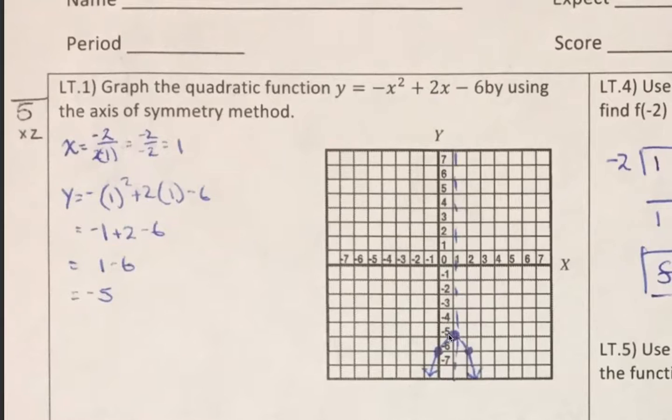Or I could think of this as like the origin and then graph y equals negative x squared, which means I go over 1, down 1, over 1, down 1. And I wind up with my function.